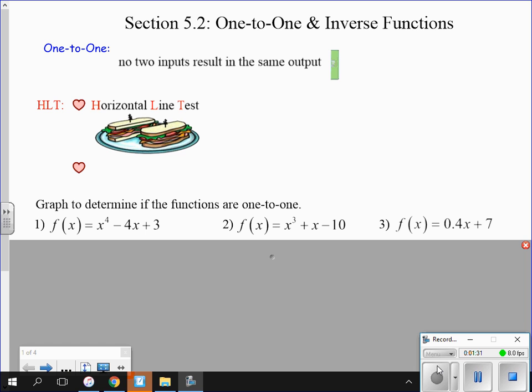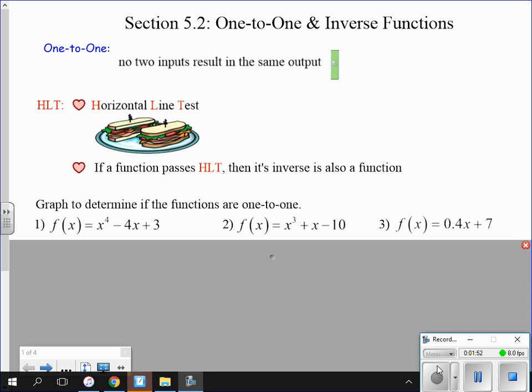Now, two ways to do it. The horizontal line test, and I have no idea why a sandwich is in there other than maybe you're cutting it horizontally. Okay. And the horizontal line test, HLT, that's what I have. If a function passes the horizontal line test, then its inverse is also a function.